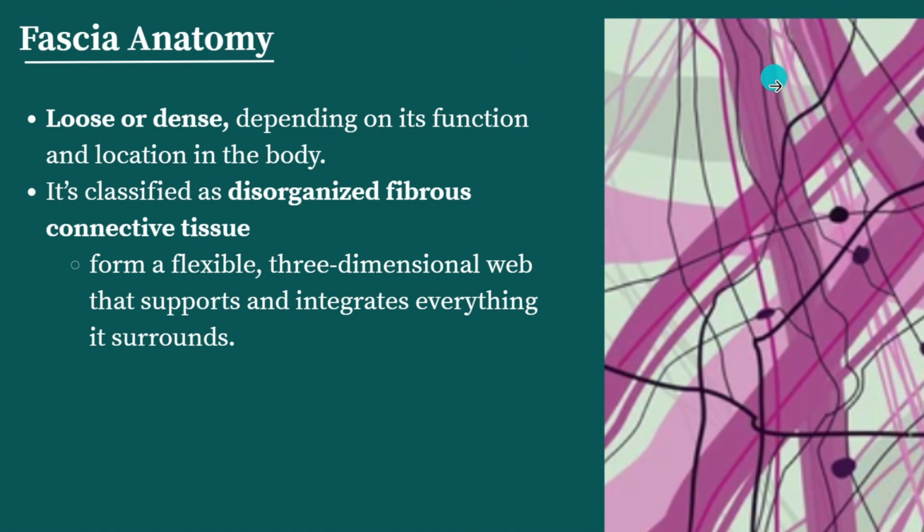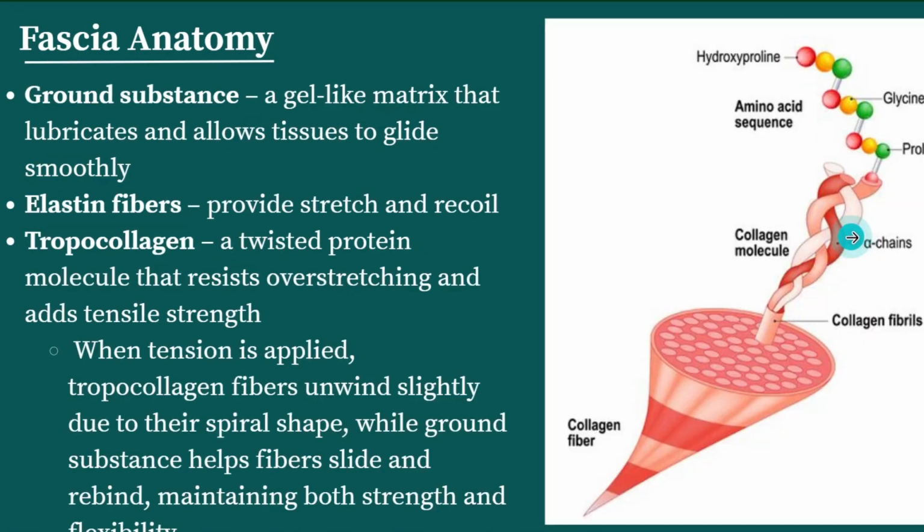Let's pretend that the black is elastin, and let's pretend that the pink is the collagen fibers, and it's all squiggly and squiggly. Organized fibrous connective tissue would be your tendons and your ligaments, and that's how they are different from each other. So I talked about ground substance, lubricating the fibers of the fascia and also of our contractile tissue. Elastin provides the stretch and recoil that makes fascia what it is. And also the most important part of fascial anatomy is the tropocollagen.